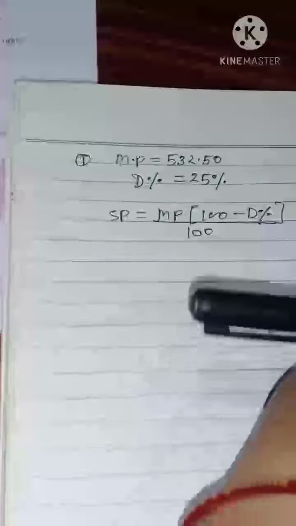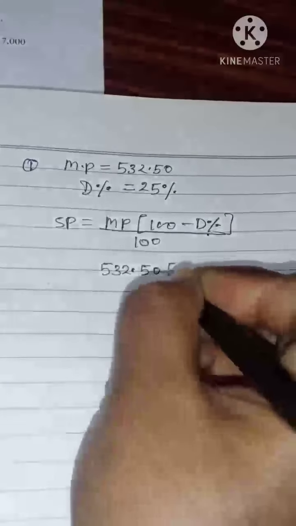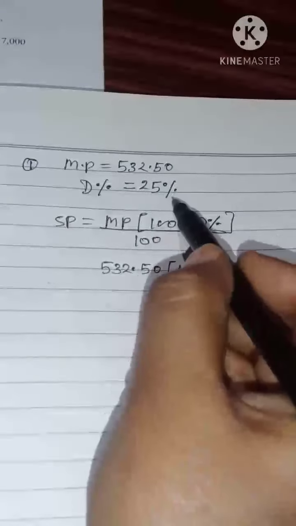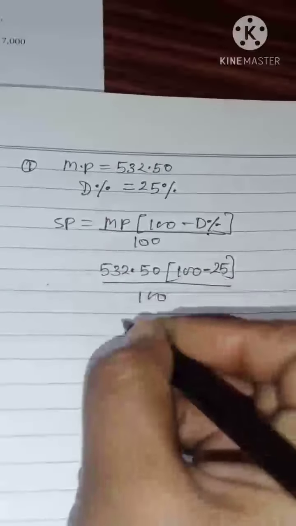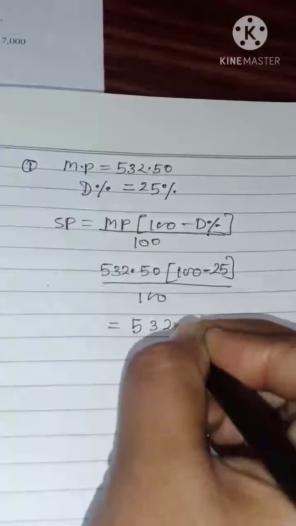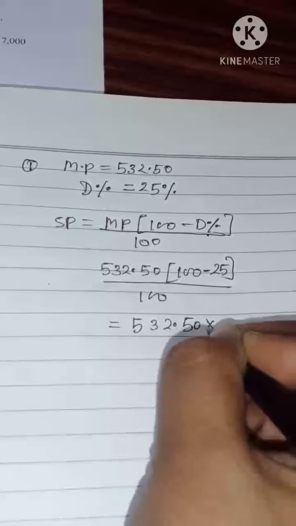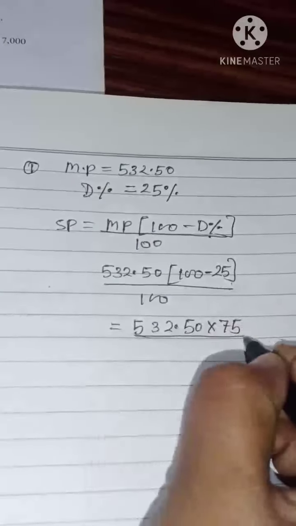So marked price is how much beta? 532.50. 100 minus discount percent, which is given to you as 25%. So 100 minus 25 upon 100. So what will it be beta? 532.50 into 75, 100 minus 25 is 75, upon 100.